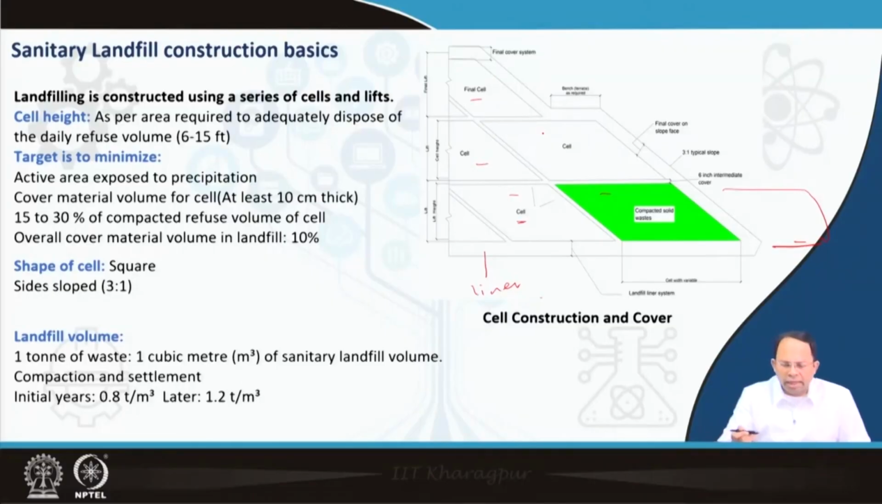Gradually we go upwards, right? So each of these layers is known as a lift. So there are cells and then there are lifts. Now why do we need to do it in this way?